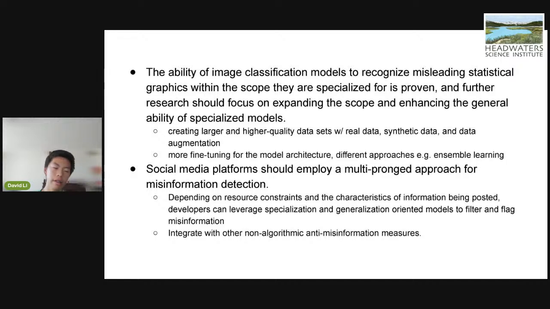These algorithms should also be integrated with other non-algorithmic anti-misinformation measures. So, for example, what I said before, if a platform has a lot of information volume and it can't use multimodal large language models to filter its content, it might want to use these specialized models to label or just suggest that a post is possibly misleading, and then combine that with crowdsourced content moderation to have the users of the platform vote on whether or not the post is actually misleading.